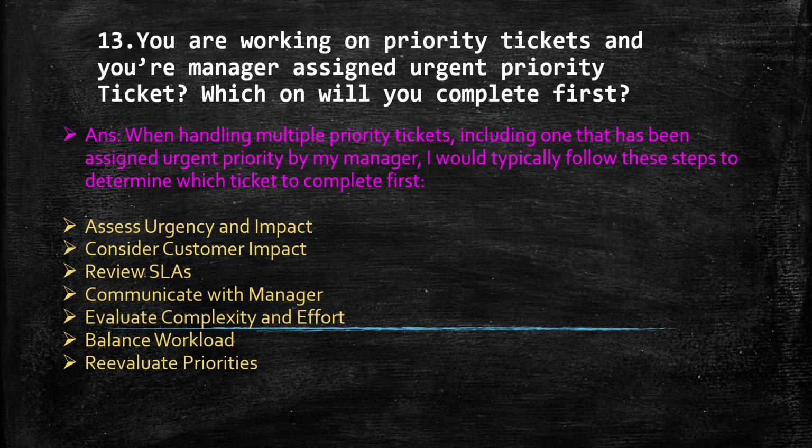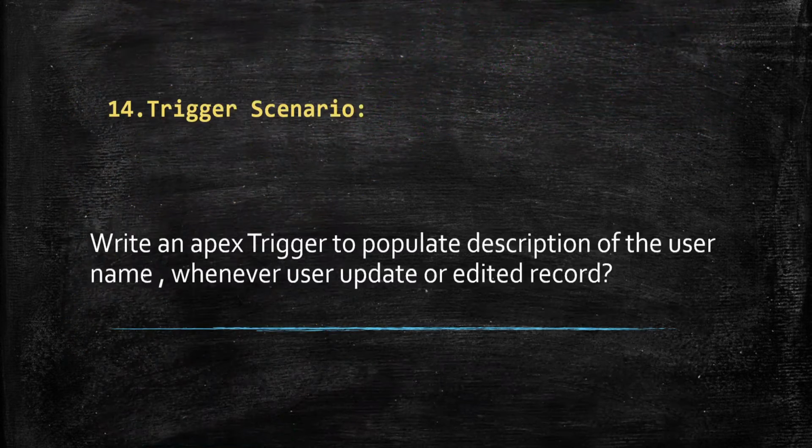Is it urgent for that customer or client or not? After that, consider customer impact, review my SLAs, and communicate with the manager, evaluate complexity and effort, balance workload, and reevaluate priorities. These are the steps.